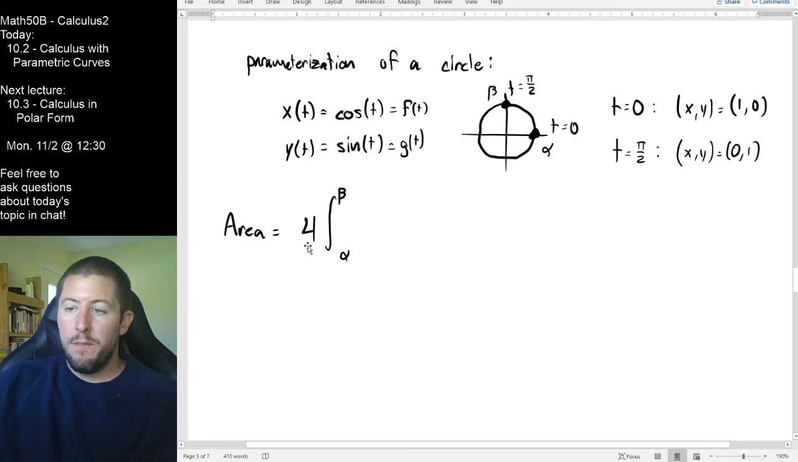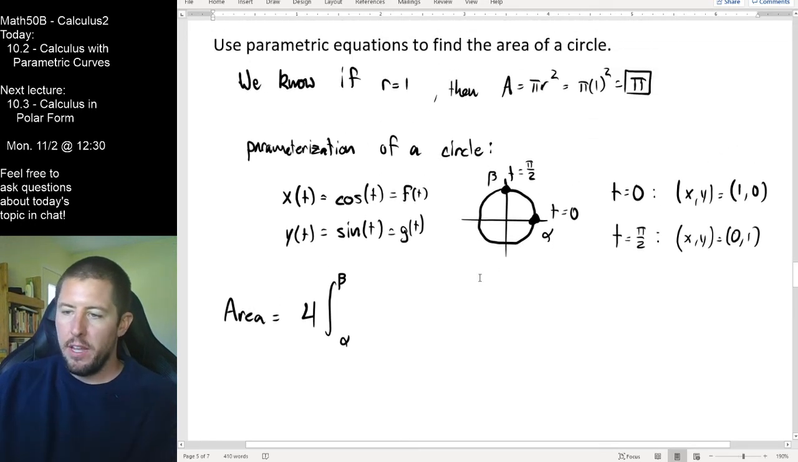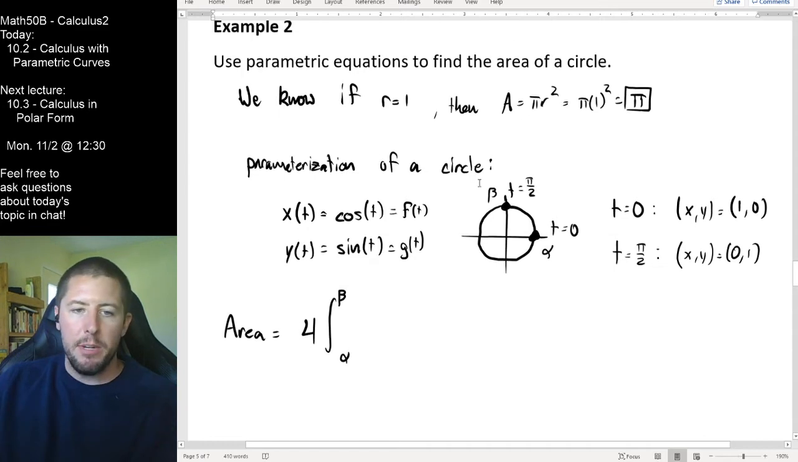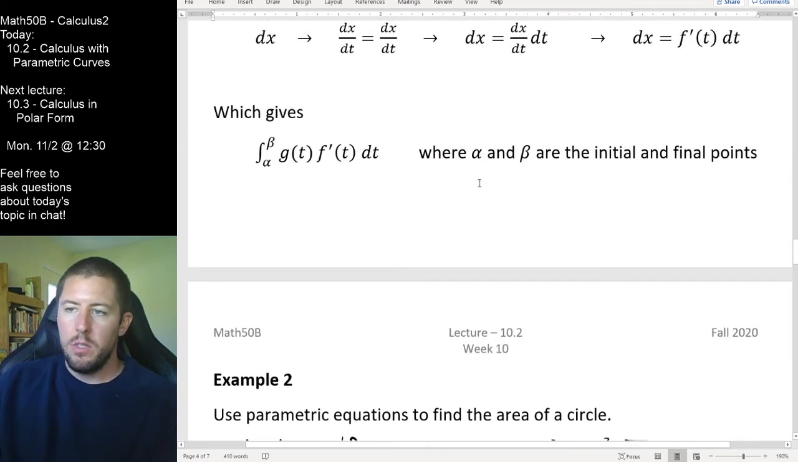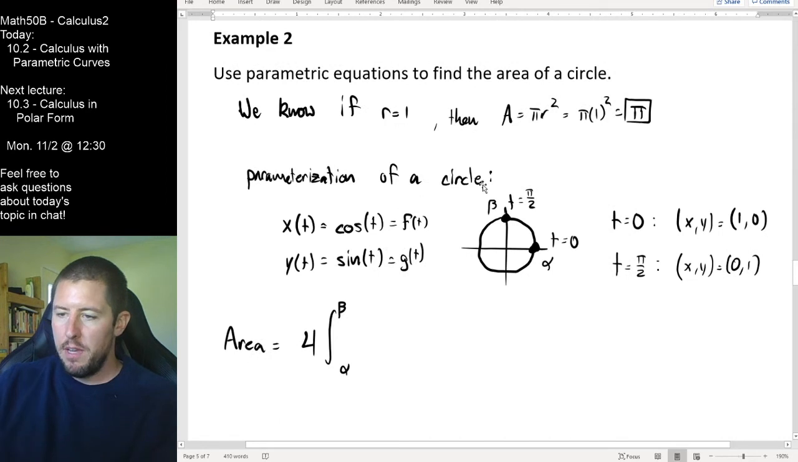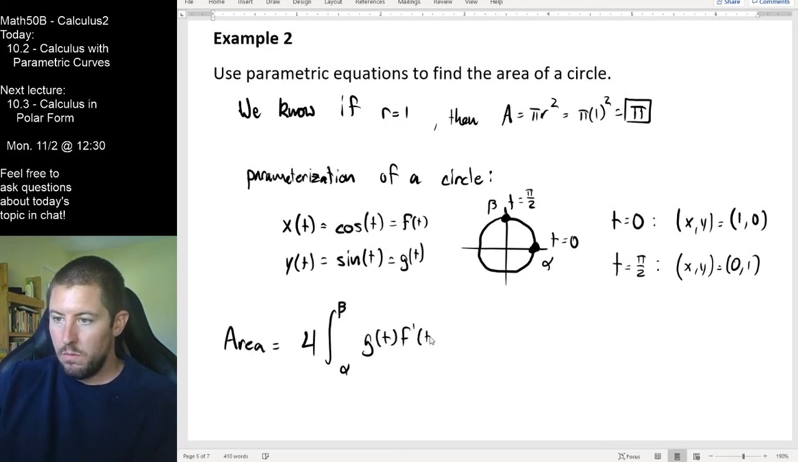So I'm going to say it's 4 times a quarter circle's area, right? We're just going to do the first quadrant stuff, multiply by 4 to get our thing. So that 4 isn't part of our integral expression. That 4 comes from the geometry of this problem in symmetry. So what do we have here? G of t, f prime of t. All right, let's do the dang thing here.